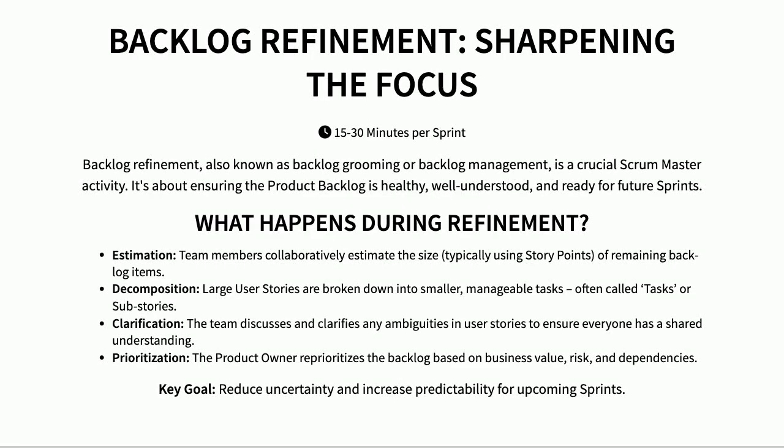Okay, let's talk about backlog refinement. Think of it as a regular checkup for your product backlog. The Scrum Master facilitates this session, where the development team and product owner work together to make sure all those user stories are clear, estimated, and ready to go into the next sprint. It's not just about adding more items, it's about ensuring they are well defined and that everyone understands what needs to be done. We break down big user stories into smaller, manageable tasks, discuss any confusion, and make sure the product owner has a clear picture of what's most important.